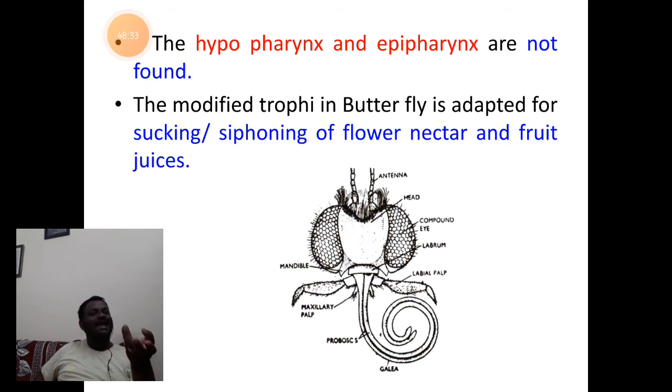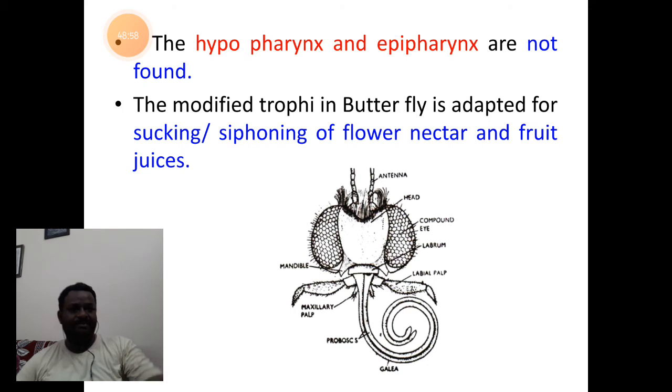So there is no need of saliva here at all, because the food they feed upon is the liquid form of food, that is nectar of flower and fruit juices. So that's how the arrangement of major parts got modified in the mouth parts of the butterfly.